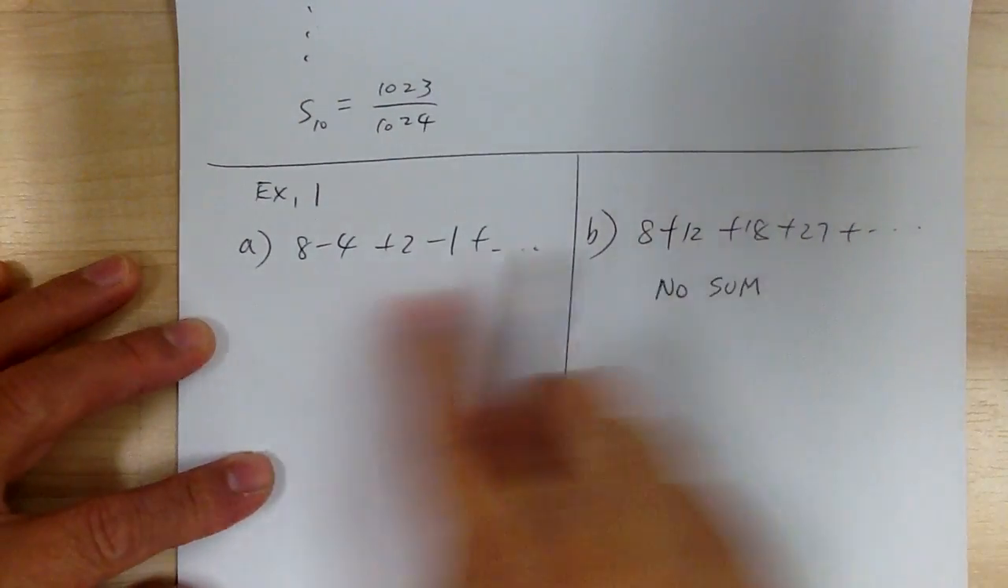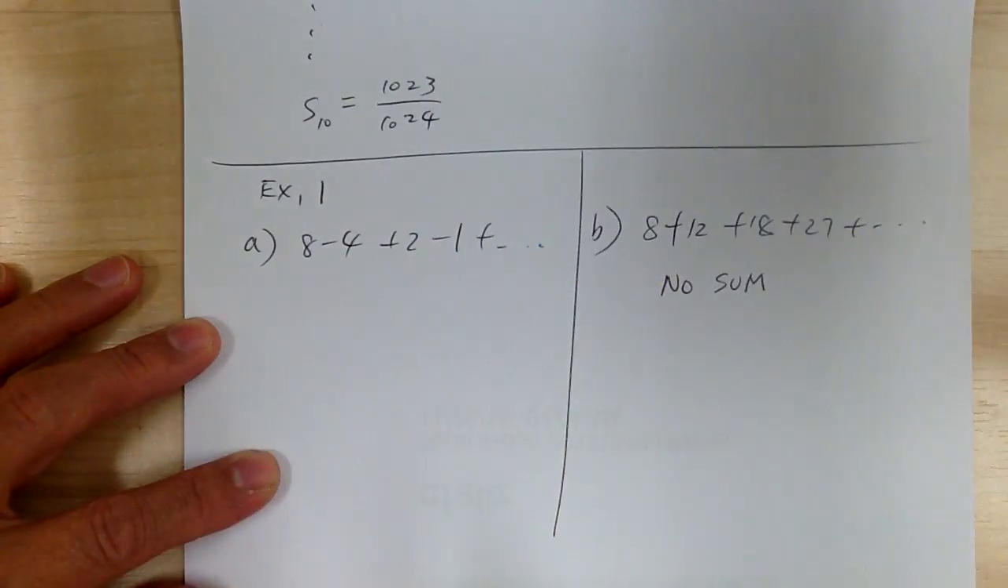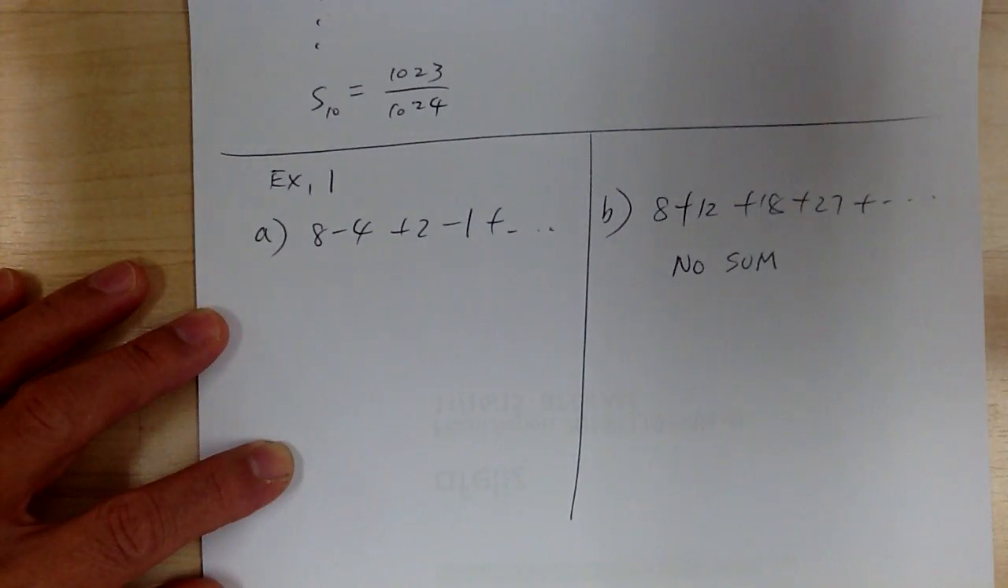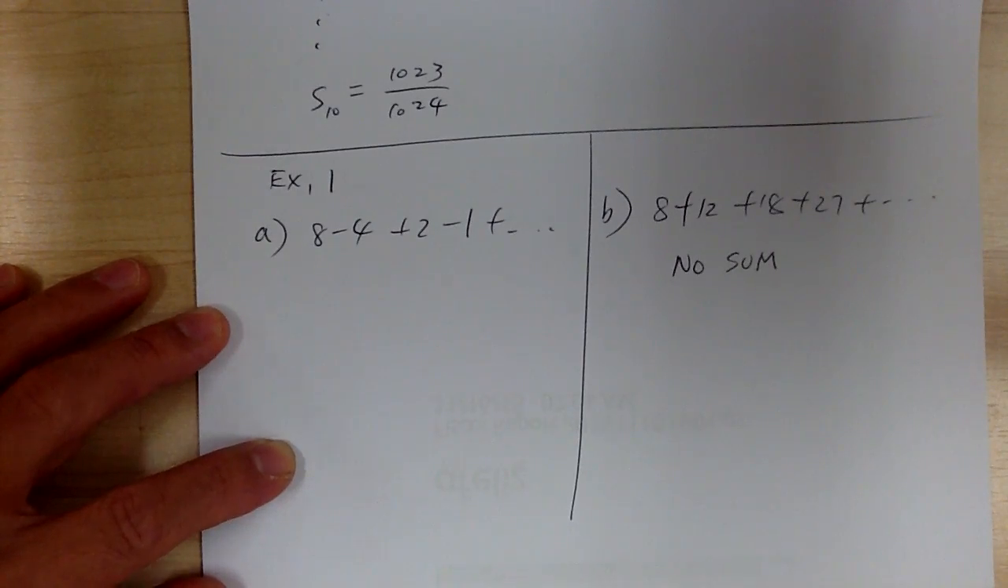Now over here, notice the number gets smaller. Again, don't worry about the sign. Just look at the number. Right? That's what absolute value means. So notice it's 8, 4, 2, 1. The number gets smaller and smaller. So this one will have a sum.